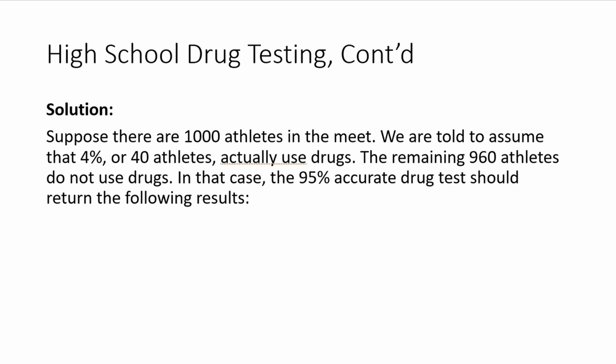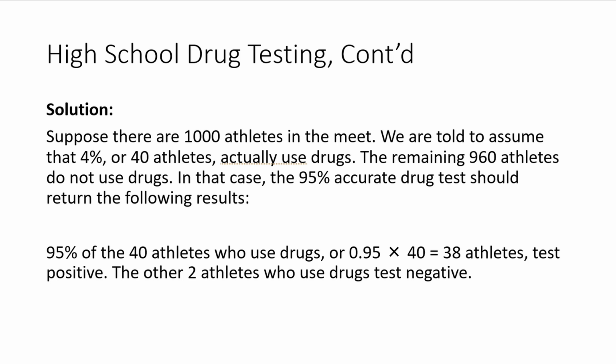We are told to assume that 4%, or 40 athletes, actually use the drugs. The remaining 960 athletes do not use drugs. In that case, the 95% accurate drug test should return the following results. 95% of the 40 athletes who use drugs, which would be computed as 0.95 times 40 equals 38 athletes, test positive. The other two athletes who use drugs test negative, so they kind of get away.